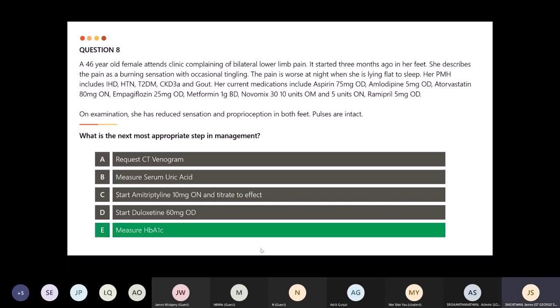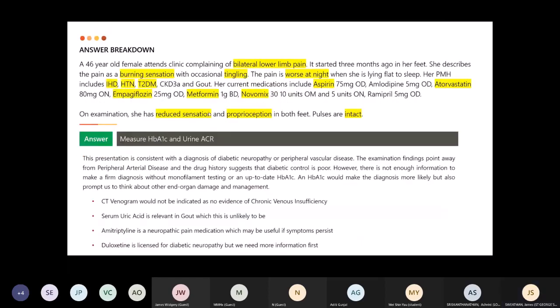So the answer here is to measure the HbA1c. So well done to the majority of you. Very well done. Some of you fell into my dastardly trap of starting amitriptyline. And some of you fell into my even more dastardly trap of requesting a CT. Right. So bilateral lower limb pain, burning sensation, tingling, worse at night in a diabetic with ischemic heart disease, with reduced sensation and proprioception. So there are lots of things that this could be, right?